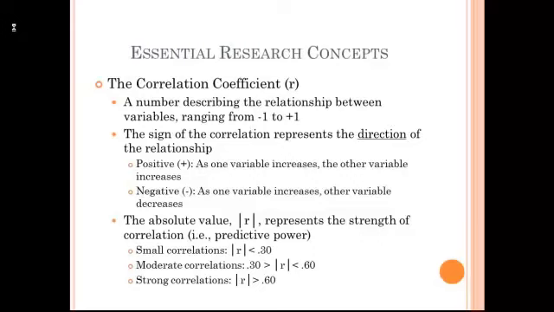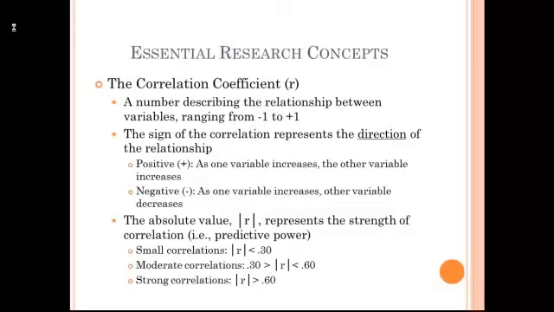You should understand the correlation coefficient. This is the number that quantifies the relationship between variables. A correlation coefficient can range in value between -1 and +1. The sign of the correlation, negative or positive, represents the direction of the relationship.